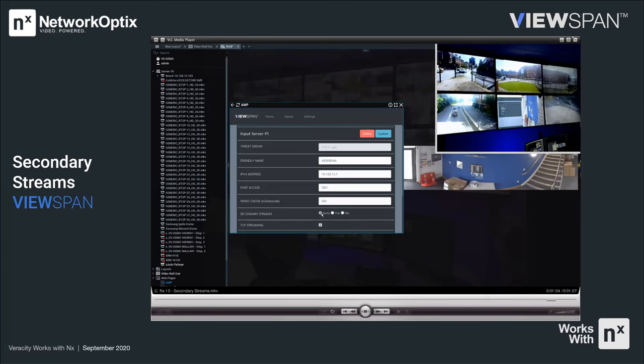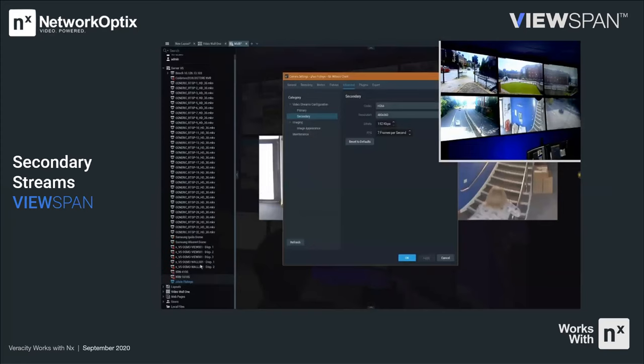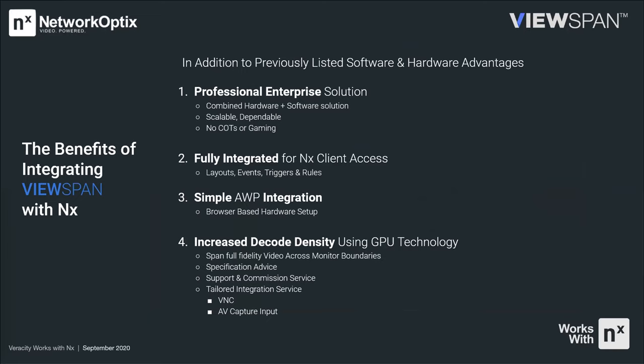I think that's it for the video section, Tony. Just to go through some points again briefly, it's the second to last slide, and I shan't keep anybody for much longer. It's a combination of harmonized software and hardware. It's scalable and dependable. They're not gaming GTX cards; this isn't COTS-based hardware. This is enterprise, at a fraction of enterprise cost. Layouts, events, triggers, and rules are all integrated within the NX environment. It's a simple setup for integrators. We like to think we're taking the headache out of the install with these features, especially from a network perspective. And obviously, we've talked about increased decode density using GPU technologies, and spanning monitor boundaries.